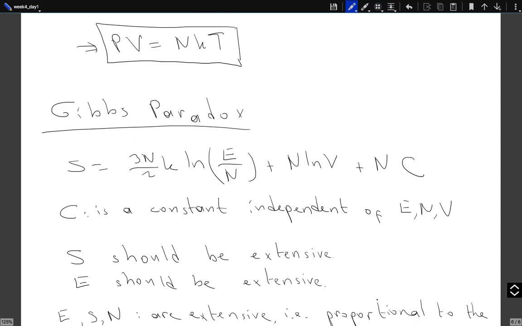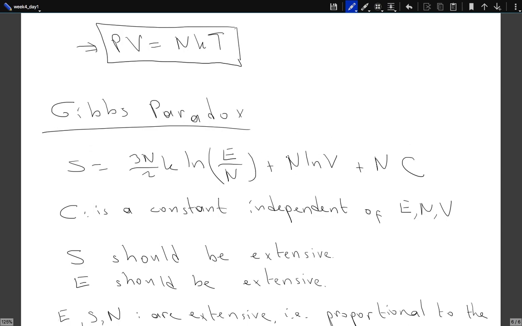But if you look at our system, if I double my system, I have one system, the second system, identical systems. The energy will be doubled, the number of particles will be doubled, this ratio doesn't change. But there's an n in front, so this term is doubled. This term is also doubled because there's an n over here which is doubled if I duplicate my system. C doesn't depend on E or N or on the size of my system. So this term is doubled.